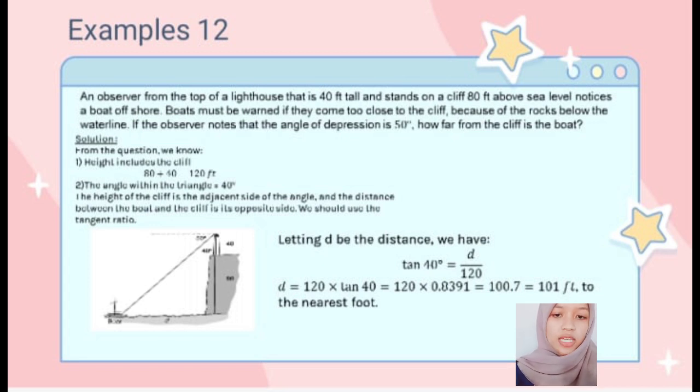Okay, the solution is from the question. We know first, the height including the cliff is 80 plus 40 equals 120 feet. The angle within the triangle is 40 degrees. So the height of the cliff is the adjacent side of the angle, and the distance between the boat and the cliff is the opposite side. We should use the tan ratio, letting D be the distance. So we have tan 40 degrees equals D per 120. So D equals 120 times tan 40 equals 120 times 0.8391, which is 101 feet to the nearest foot.